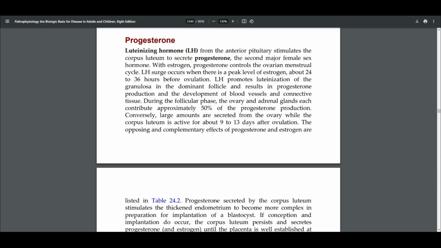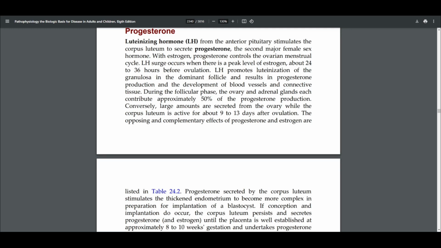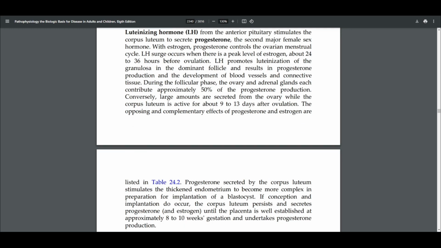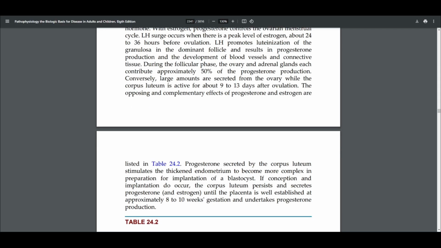During the follicular phase, the ovary and adrenal glands each contribute approximately 50% of the progesterone production. Conversely, large amounts are secreted from the ovary while the corpus luteum is active for about 9 to 13 days after ovulation. The opposing and complementary effects of progesterone and estrogen are listed in the following table.